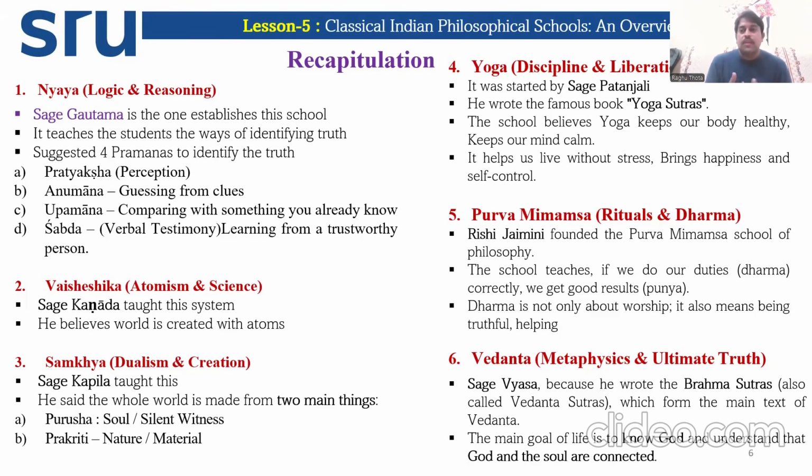For example, there was a crime. How to identify the truth behind the crime? They suggested 4 ways to identify the truth, which were called pramāṇas.